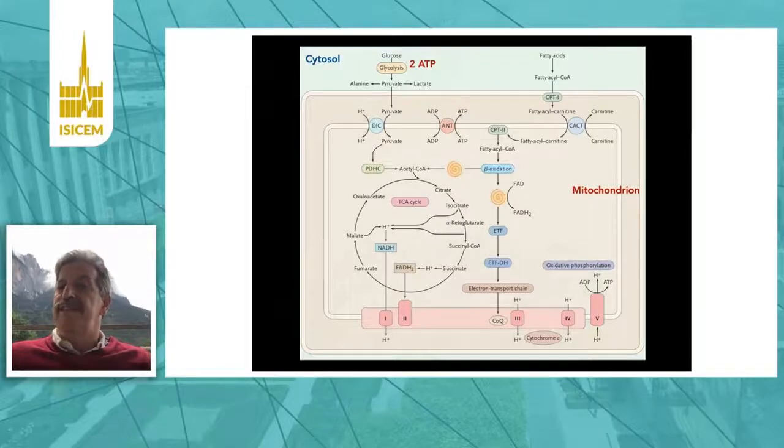2 molecules of ATP are made per mole of glucose with glycolysis, 2 from the Krebs cycle, and 24 to 30 from oxidative phosphorylation. So you can see the importance of the electron transport chain.